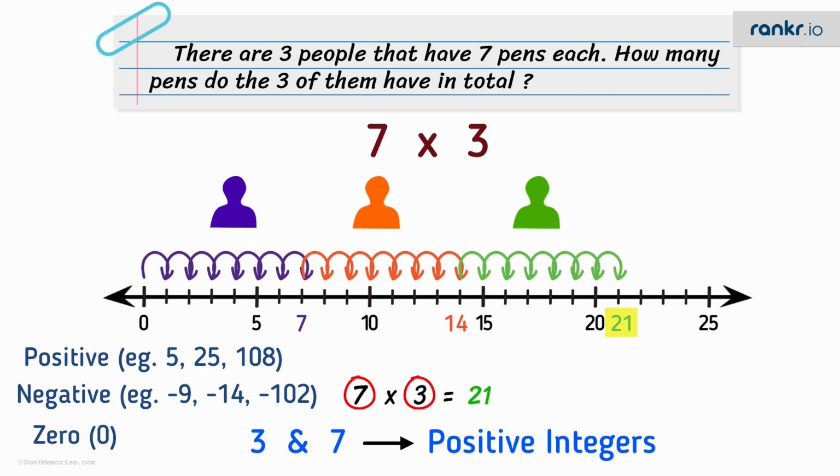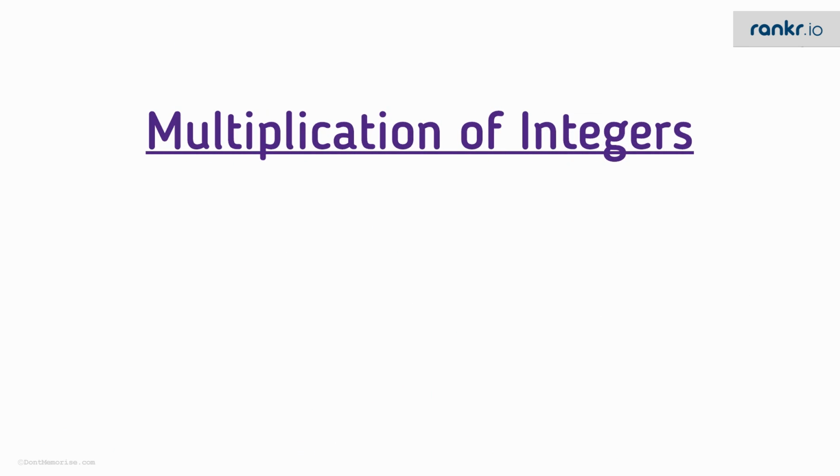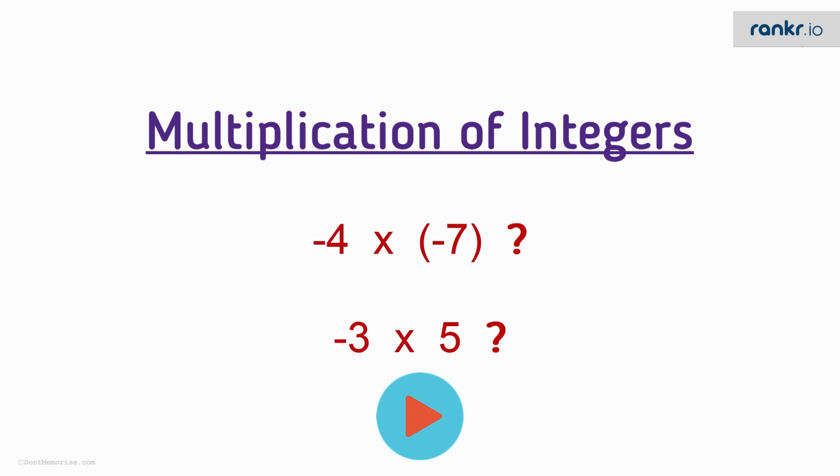So if we have to understand multiplication of integers, then we may come across many questions like, how do we multiply any pair of integers? Can we multiply 2 negative integers? Can we multiply a pair of integers with different signs? And so on. Watch the next lesson to understand the concept better.